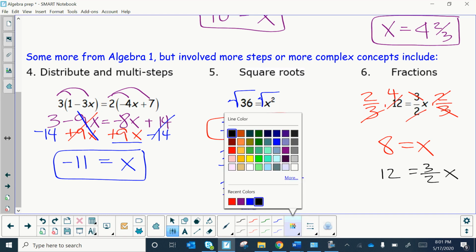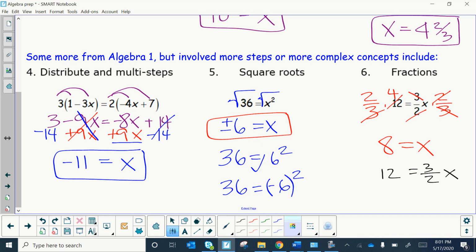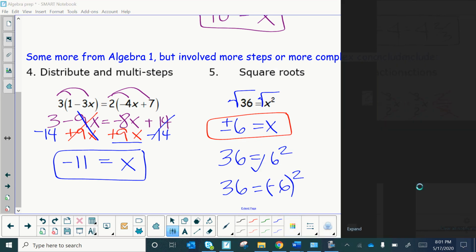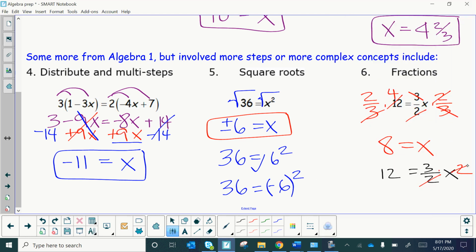So if I want to do two steps, I can multiply by 2 first, cancel out the 2's, and multiply this side by 2. So I get 24 equals 3x. See that? And then now it's just another step of dividing by 3, divide by 3. And so see how I still get x equals 8.